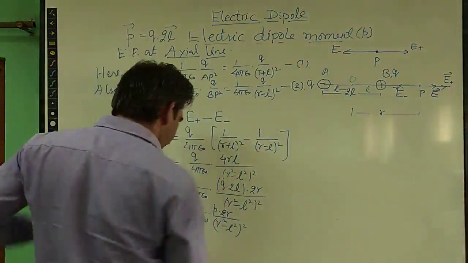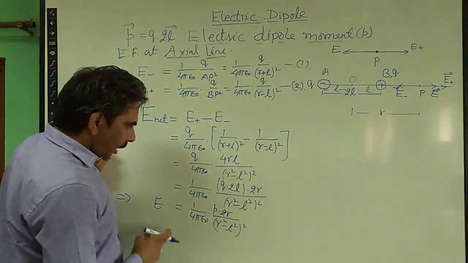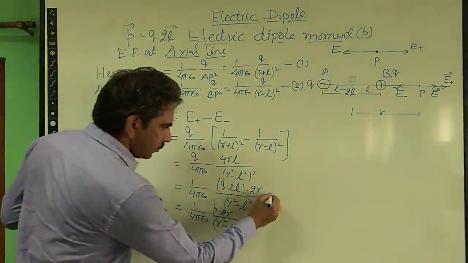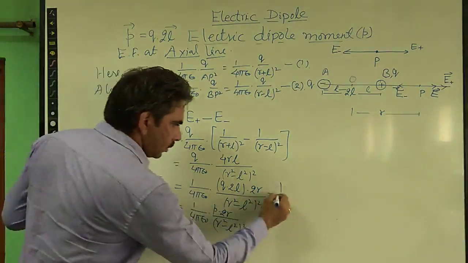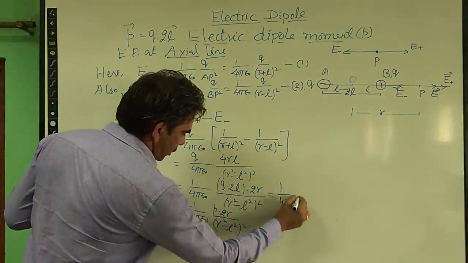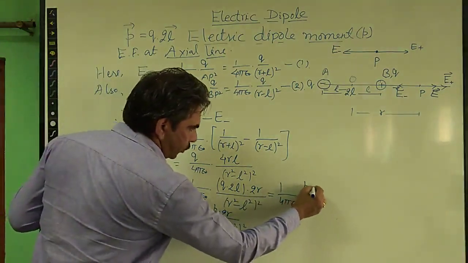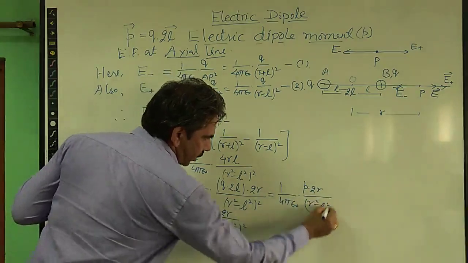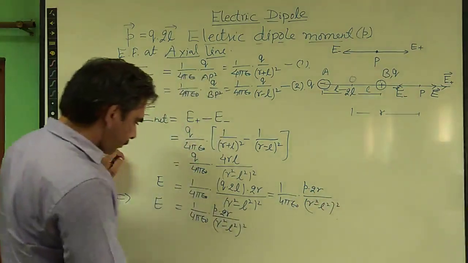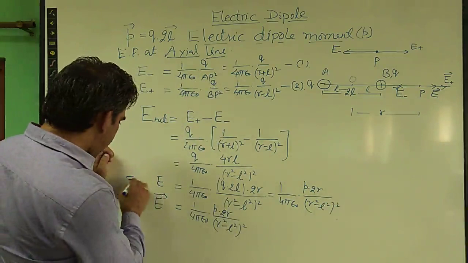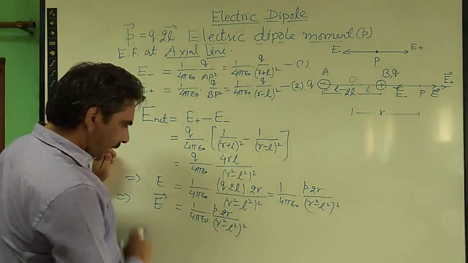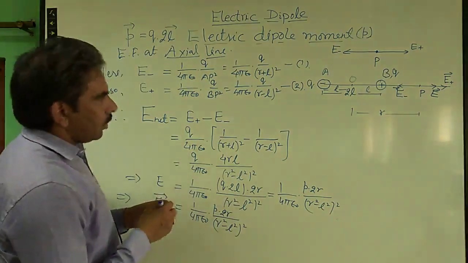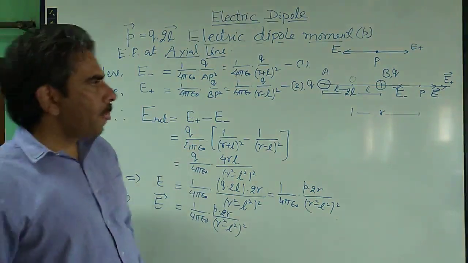So in vector form, let me just write it one more time, P into 2R, it is R square minus L square to the whole square. So in vector form, it becomes E vector. Okay, now just focus here.